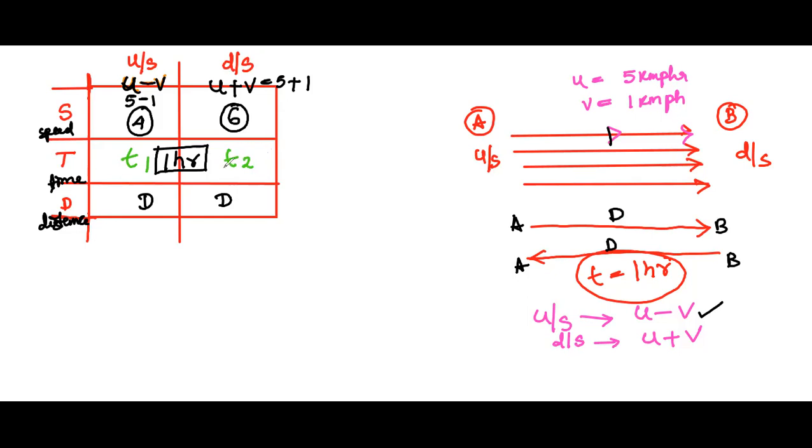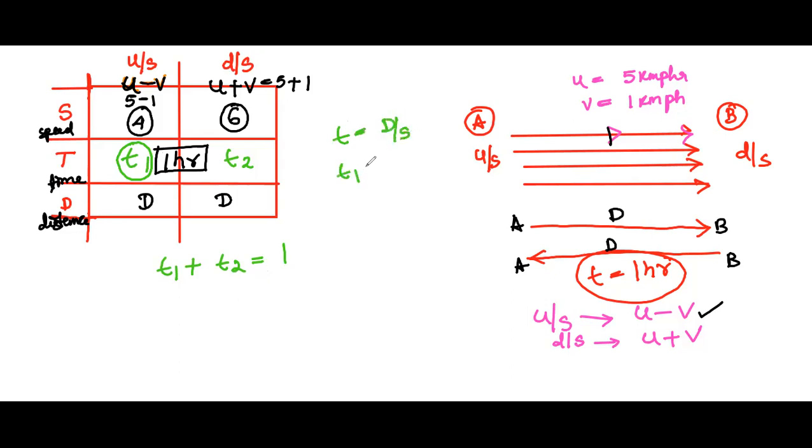Okay, so I will write T1 and I will write T2. So we know that T1 plus T2 is equal to 1 hour. I'm writing T1 plus T2 is equal to 1 hour. And what is the time here? We know that time is equal to distance by speed.